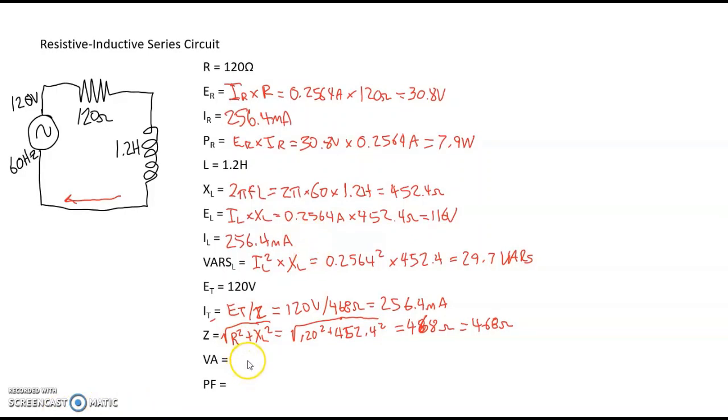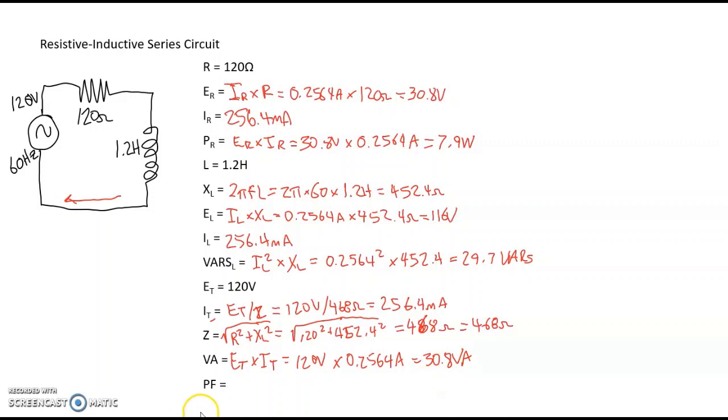And then we can calculate the apparent power, the volt amps of the circuit, and that is the total voltage times the total current, 120 volts times 0.2564 amps, and that equals 30.8 volt amps.